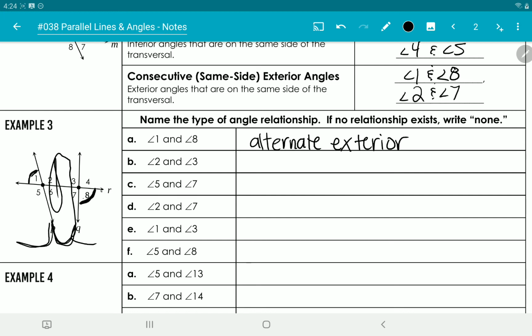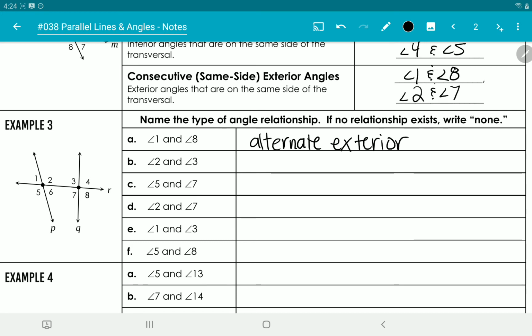Except sometimes that doesn't exactly work, because if you have corresponding, you can see they're in the same position. So 1 and 3 would be that, because they are in the top left corner, top left corner. They're in the same position. They're not both in the interior or the exterior.